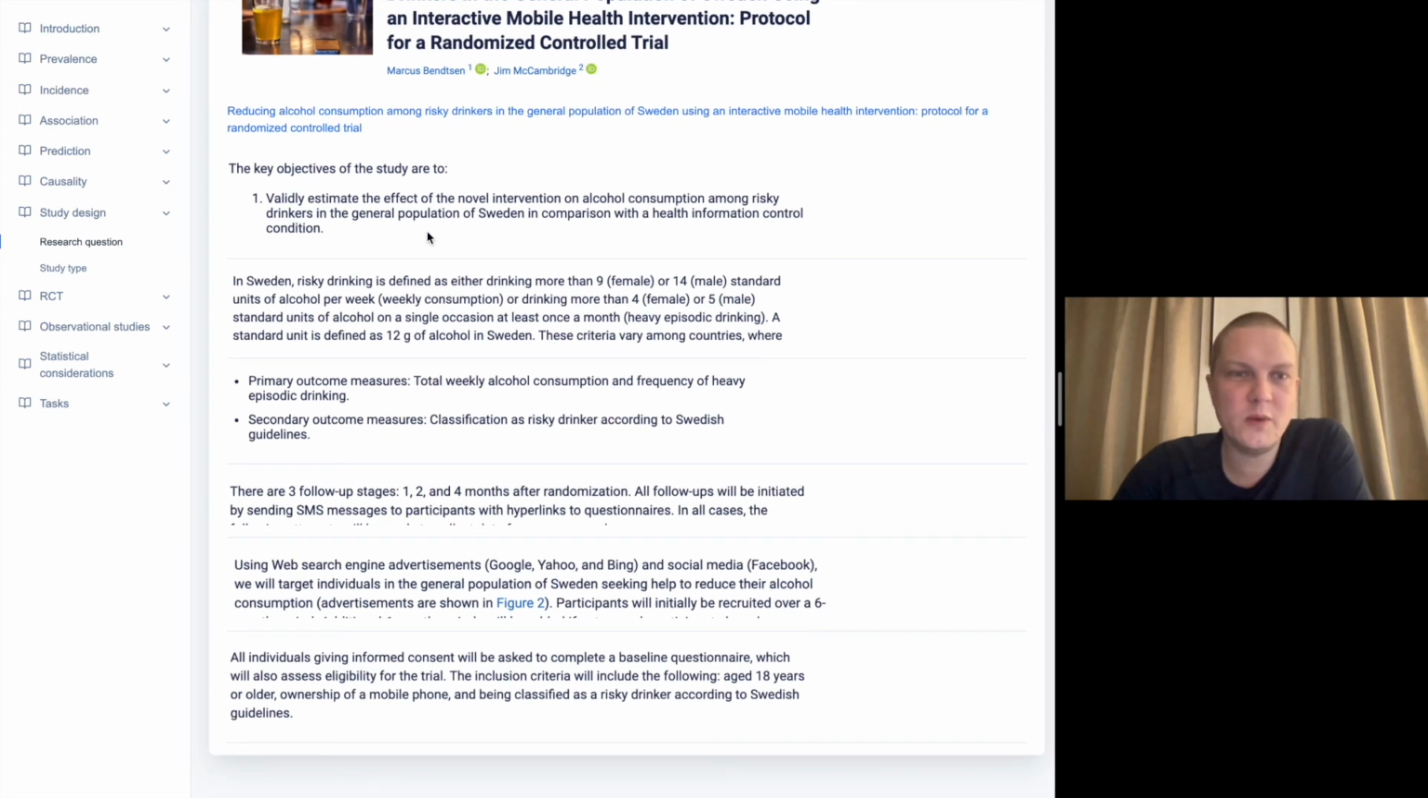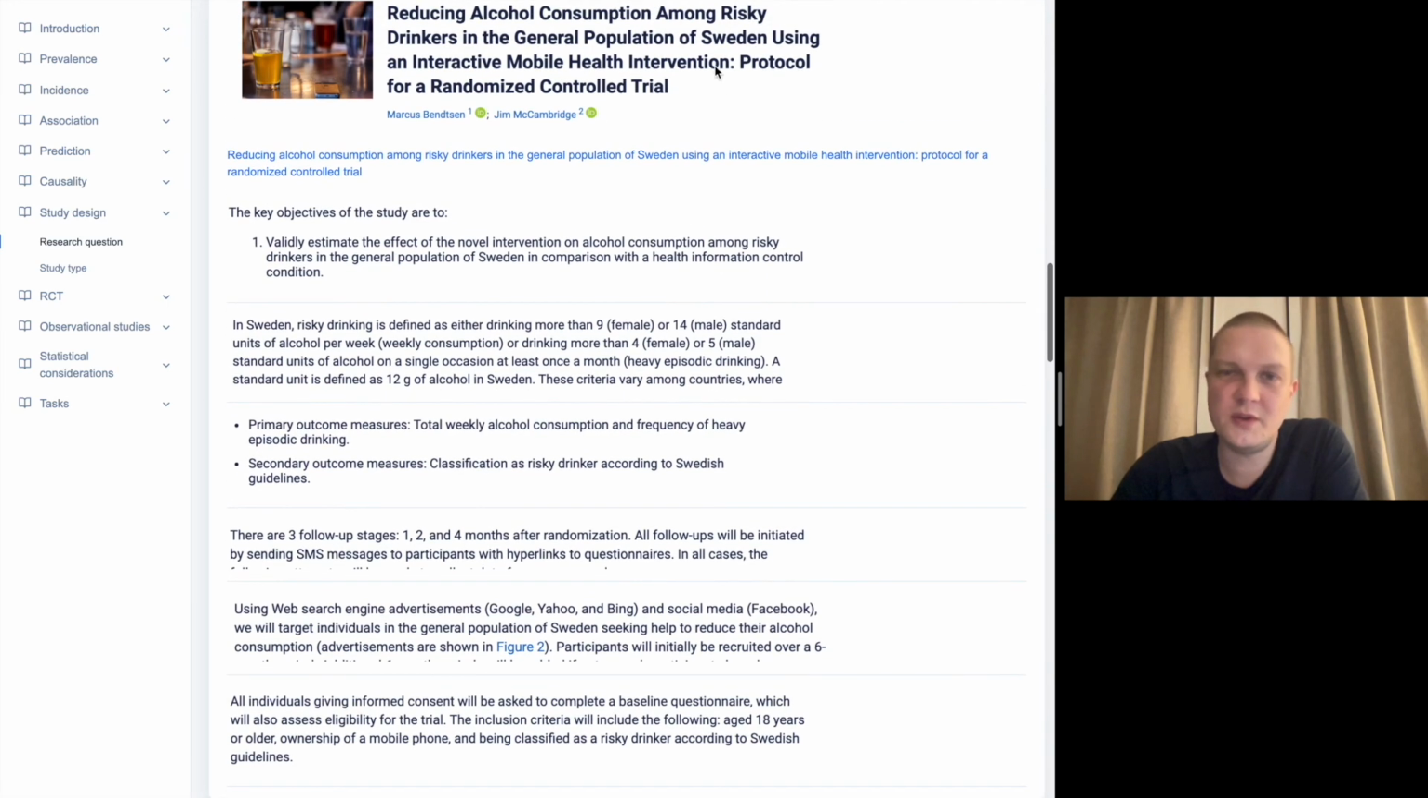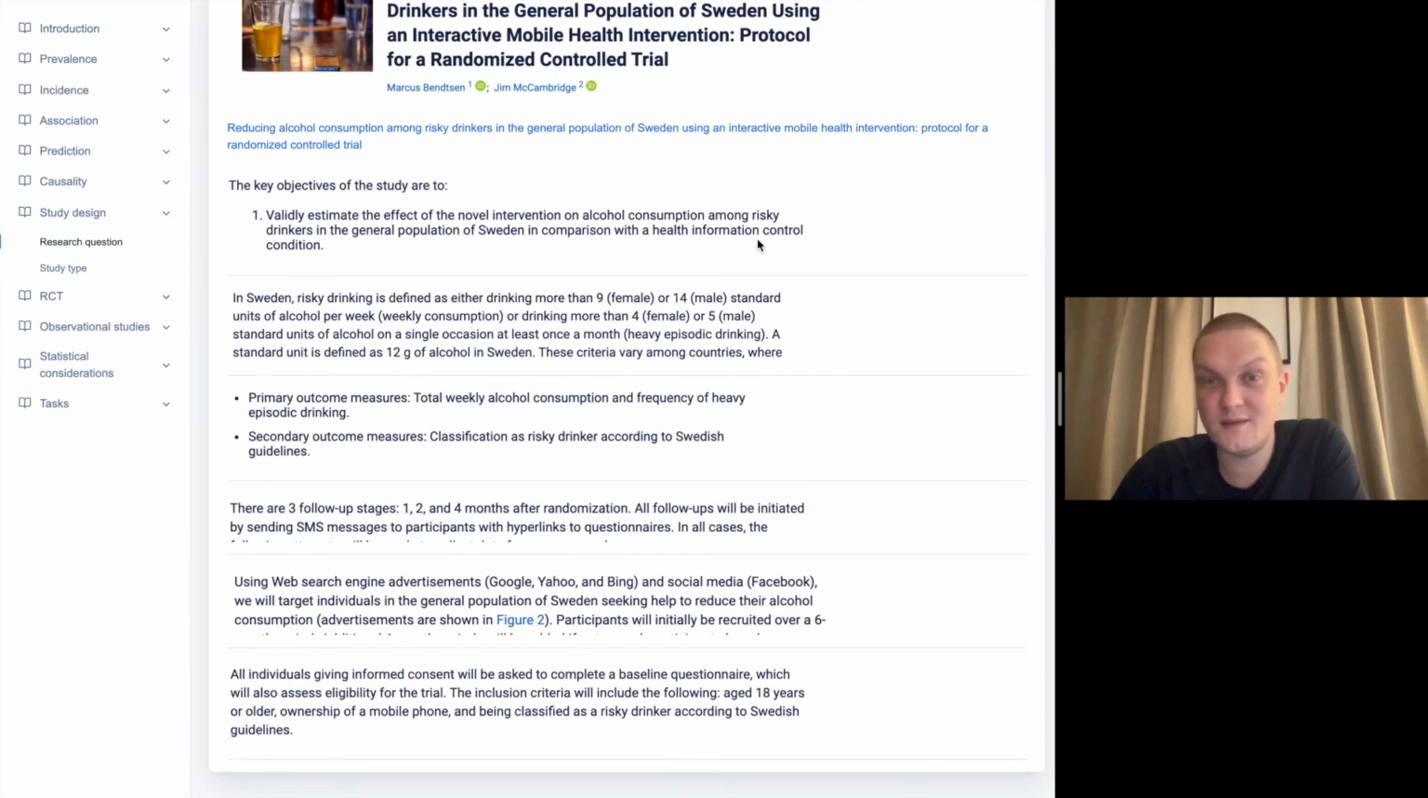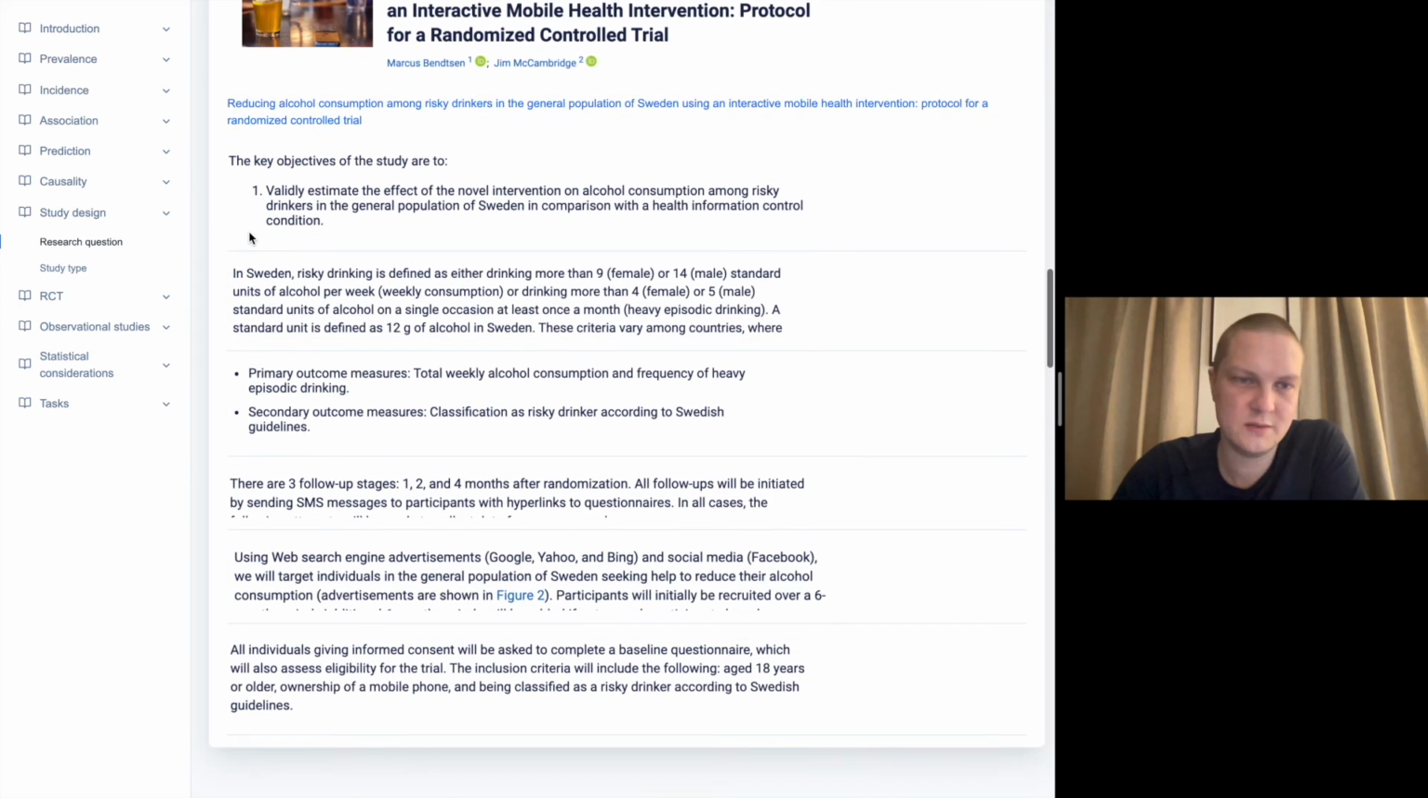Later on in the protocol, we have the objectives listed. It says that one of the key objectives of the study is to validly estimate the effect of the novel intervention on alcohol consumption among risky drinkers in the general population of Sweden in comparison with a health information control condition. So here we get the comparator. Here it says actually in comparison with a health information control condition. Maybe the authors thought that the title was going to get a bit lengthy if they also included that. And then there are a set of other objectives not listed here.